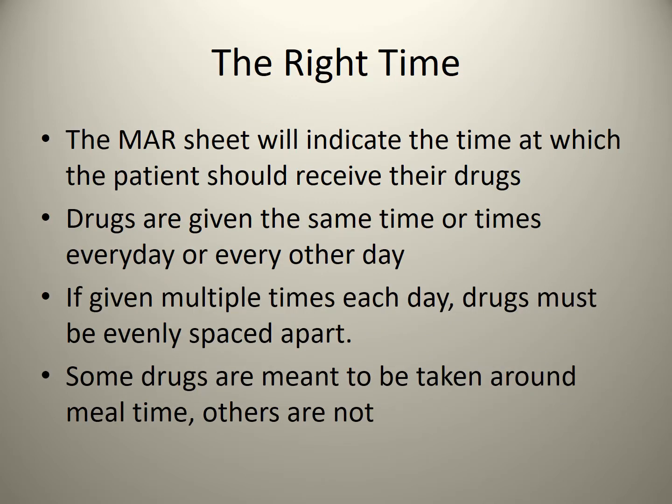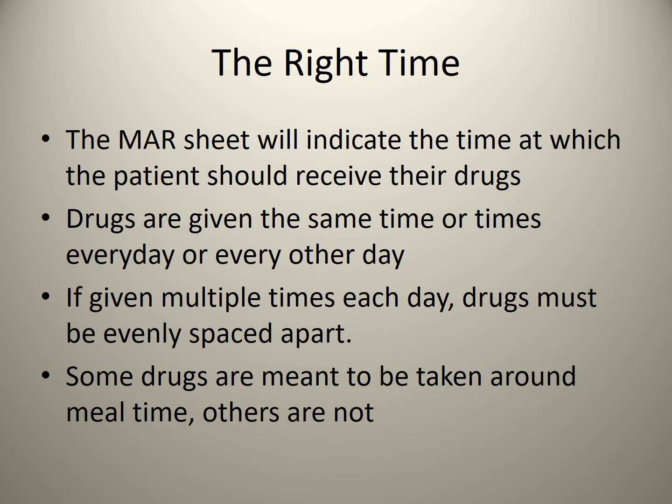The right time. The mark sheet will indicate the time at which the patient should receive their drug. Drugs are usually given at the same time each day. Multiple doses are given at the same times each day. Drugs may be given the same time every other day or every second day. It might be given once a month, once every 3 months. But they are always evenly spaced apart.